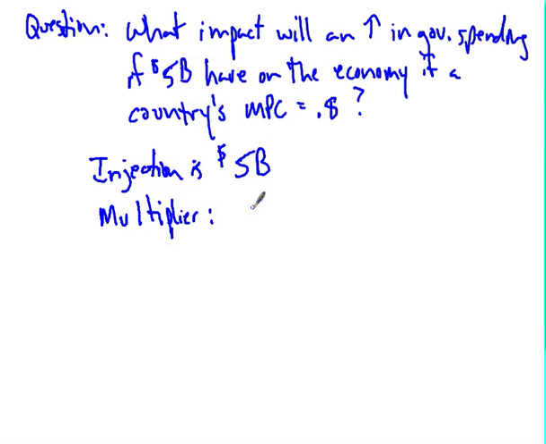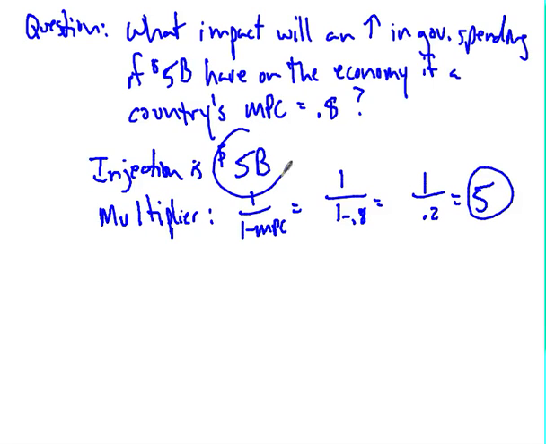All right, so remember the multiplier, 1 over 1 minus MPC. So here it's 1 over 1 minus 0.8, which is 1 over 0.2, which equals 5. And so we know that the value of the multiplier is 5. We know that the injection is 5 billion. And so to get the overall economic impact of this $5 billion injection, you would take 5 billion times the multiplier and come up with a grand total of $25 billion. All right, and so that's how the multiplier works.